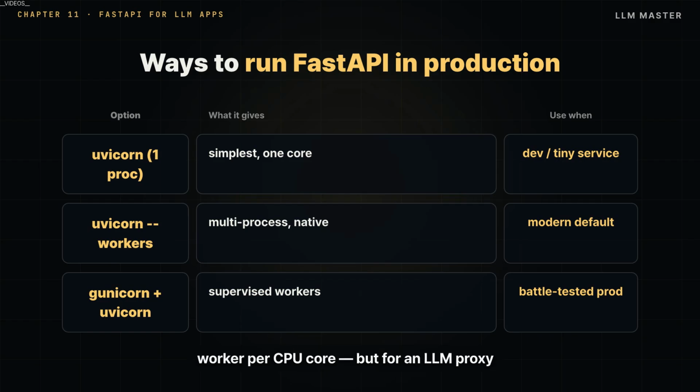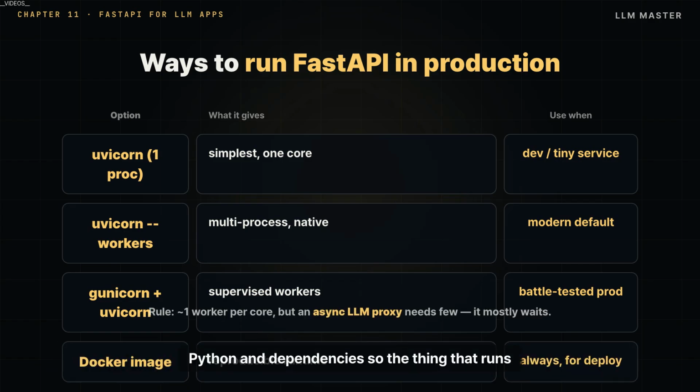But for an LLM proxy that's mostly waiting on the network, a single async worker already handles heavy concurrency. So don't over-provision. Then containerize. A Dockerfile pins your Python and dependencies, so the thing that runs in production is byte for byte what you tested. Here's the comparison. Pick your process model deliberately, because it's the difference between an API that saturates a machine gracefully and one that falls over the first traffic spike.